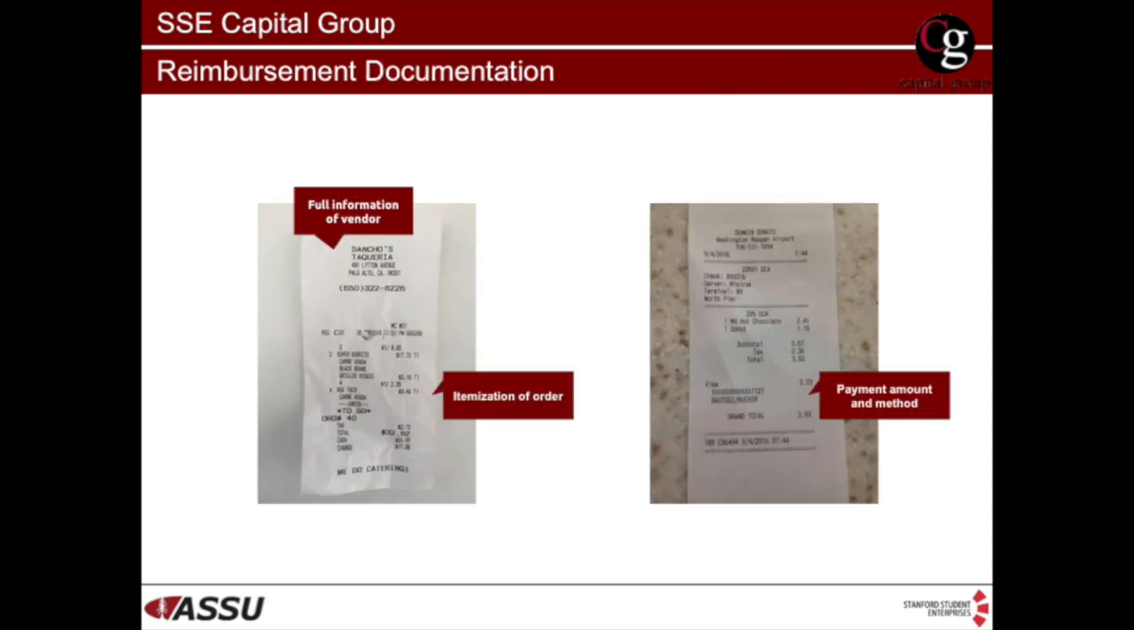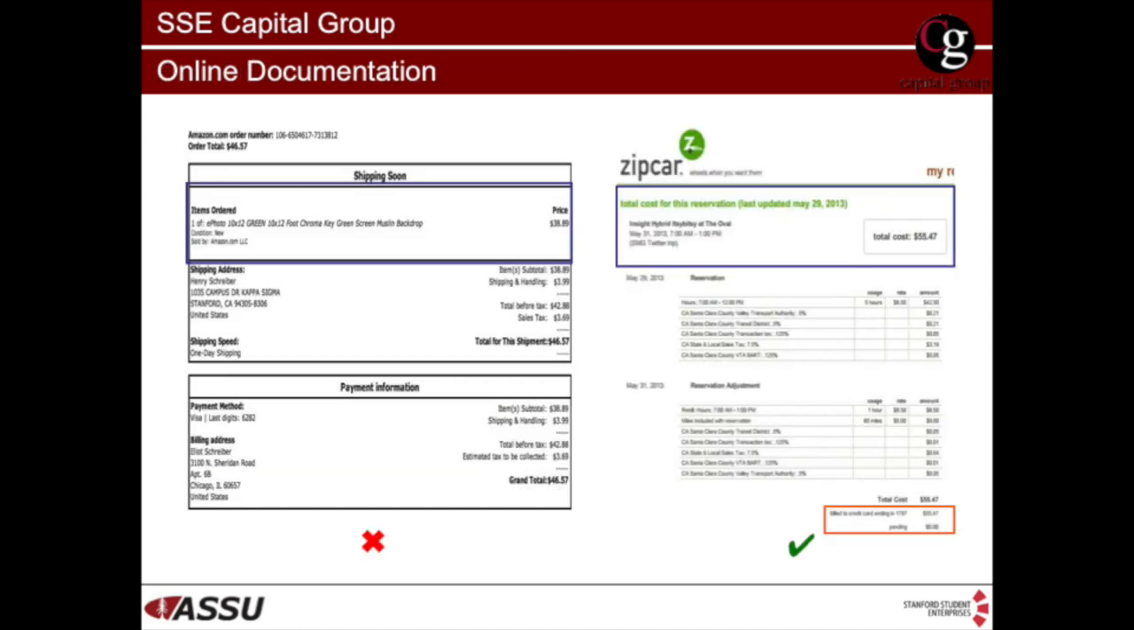Here, I have two examples of documentation. Can you tell me if they'd be enough for reimbursement to be processed? Well, for Sancho's, it looks like there's itemization and it seems like they paid with cash in the bottom. For Dunkin' Donuts, I can see both itemization and that the card was swiped. So I'd say both would be approved? That's right. It gets a bit complicated sometimes though.